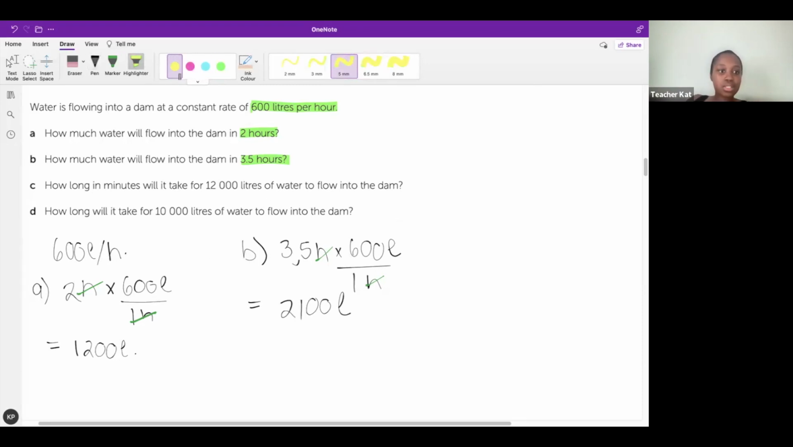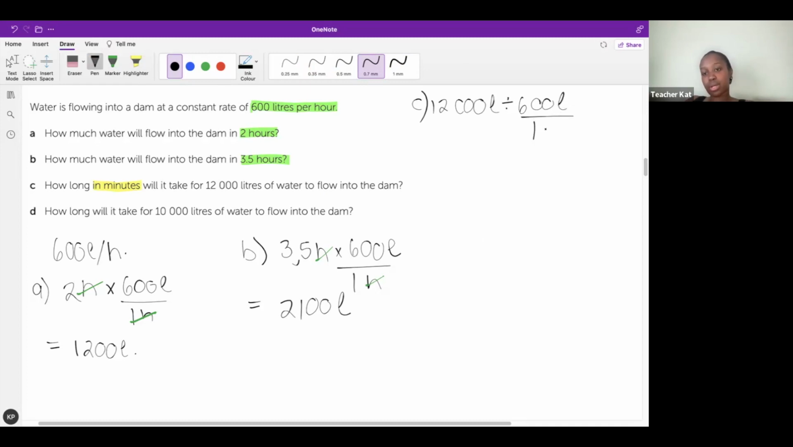Okay, the next one says, how long in minutes? Pay attention to that. Will it take for 12,000 liters of water to flow into the dam? So before we get to the minutes part, will we be dividing or multiplying in this case? Will we be dividing or multiplying? Let me write it here, 12,000 liters. Yes, that's correct, Logan. And I'm going to divide it by my rate, which is 600 liters per 1 hour. Because then what I want is to cancel out these units.